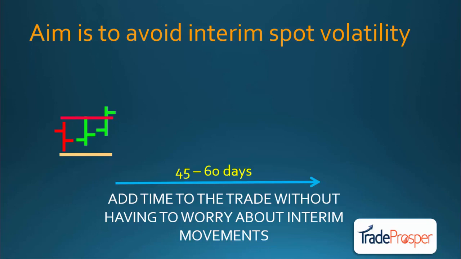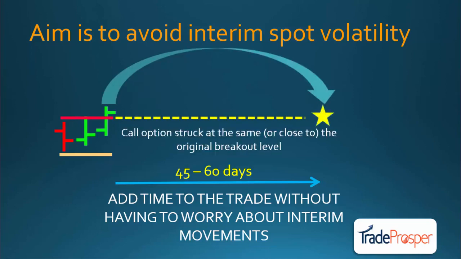Now, we've seen that the trend doesn't crystallize in day one or day two. Sometimes it does, but more often than not, it takes a couple of days to get to that point. And that's the purpose of a trend trading strategy. We want to identify the trend before it's too late and you've missed the boat. So by adding 45 to 60 days to this discussion, we can ignore what happens to the spot in the interim between the 45 days and the 60 days. Because what we're going to do is we're going to say, okay, let's buy a call option struck at the same rate or very close to the original breakout level.